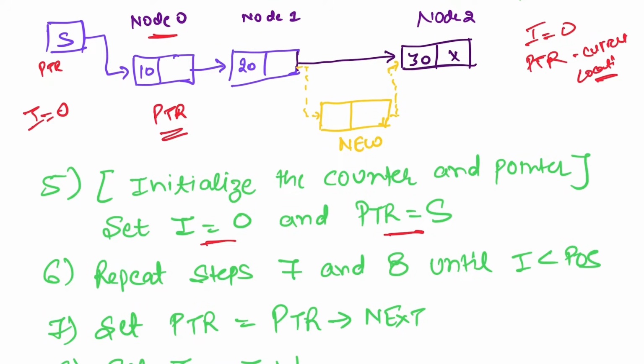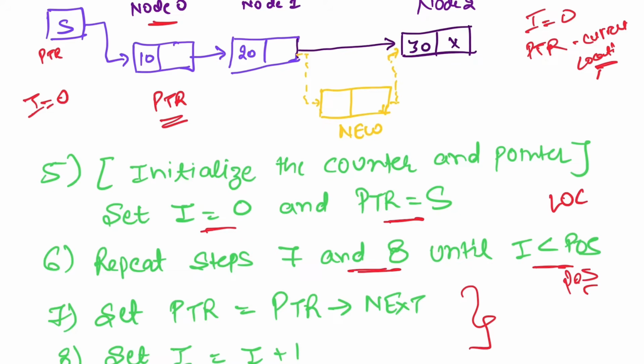Then there is this: repeat steps 7 to 8 until I is less than POS, which is position. POS means position. Somewhere they will be writing LOC, location, or POS, position. In different books you will be getting different ways of interpretation. So now we will be repeating these two steps. This is kind of a loop that we are going to run.